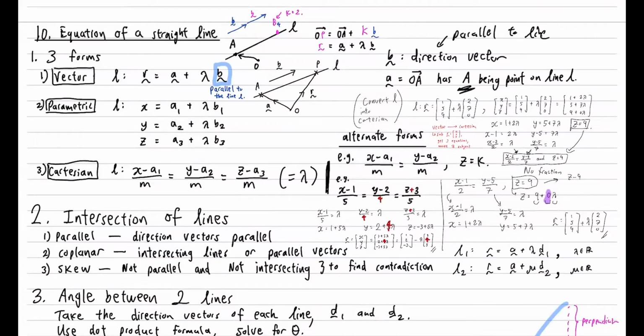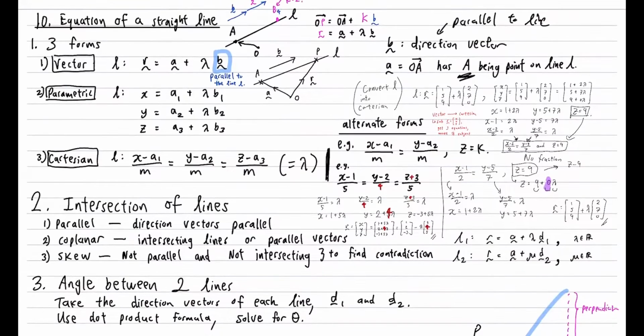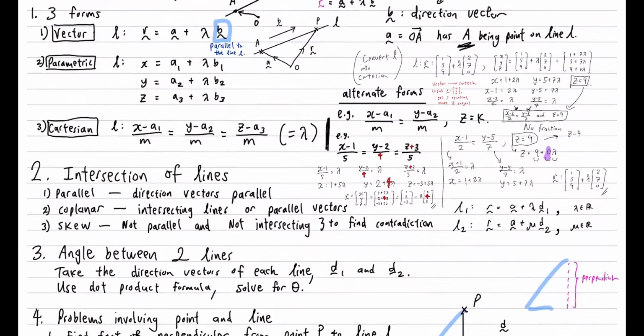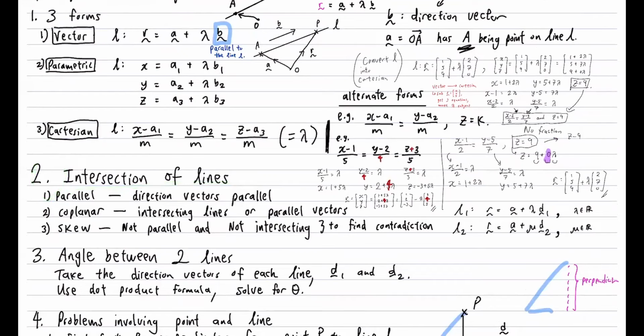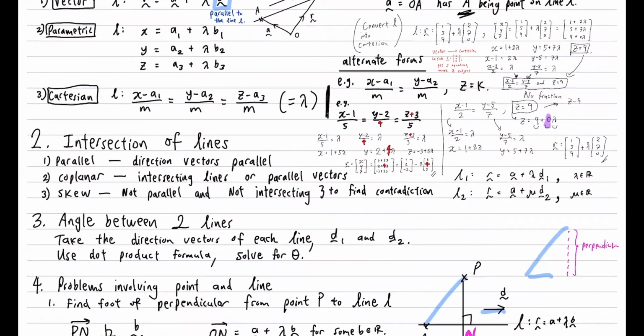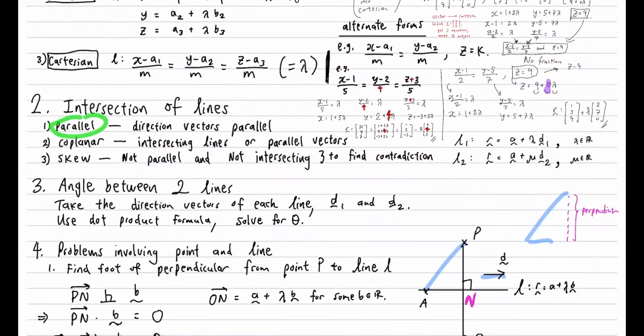We can move on to the points you need to know about the equation of a straight line. Point number 2, intersection of lines. There are 3 types of relationship between lines: parallel, coplanar, or skew. Let me give you some examples.